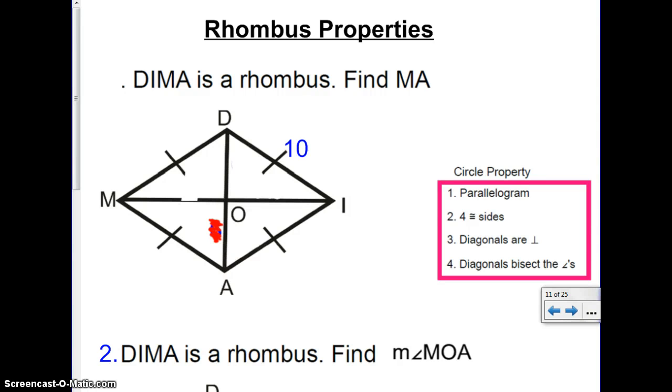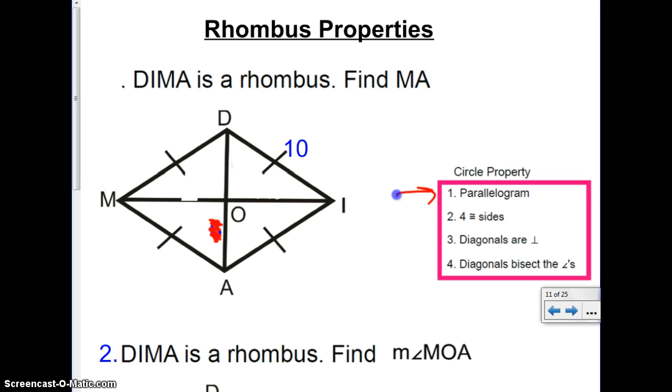Now with our last video, we looked at parallelograms in general. Now we're going to get a little more specific, and right now we're going to look at a rhombus. Now, a rhombus has four properties, and they're over here to the right. It says that it's a parallelogram. So it means it has all the properties you just learned, like opposite angles are congruent.